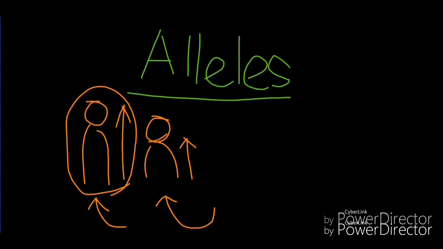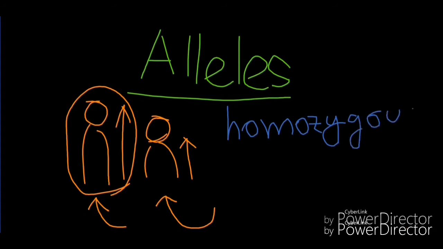So the genotype can be divided into two parts. The first one is homozygous. Let me write this down. Homozygous. And the second one is called heterozygous.